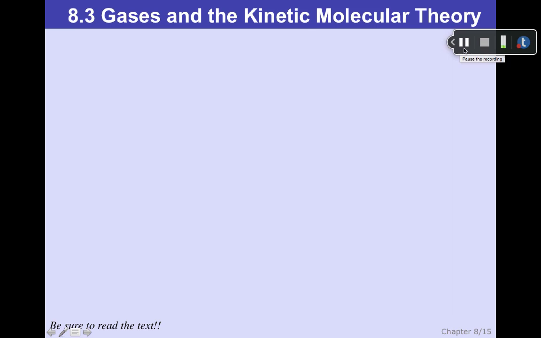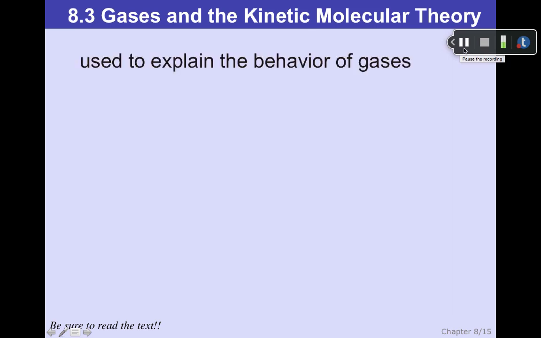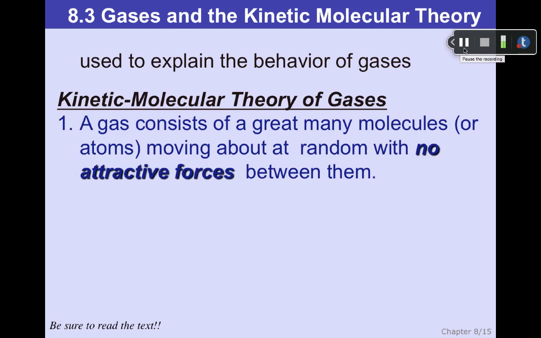This is primarily described in a set of tenets called the Kinetic Molecular Theory. They are used to explain the behavior of gases, and they are fairly reliably used. A gas consists of a lot of molecules or atoms moving about at random with no effective attractive forces between them. It could be atoms if your gas is something like helium. It would be molecules if it's something like oxygen.